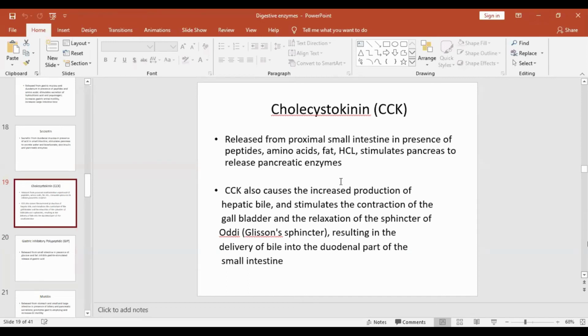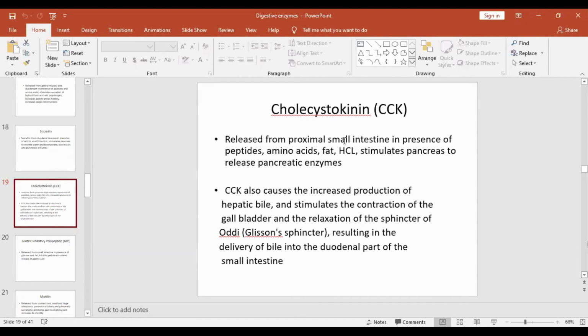Also, CCK causes increased production of hepatic bile, and stimulates the contraction of the gallbladder and relaxation of the sphincter of Oddi, resulting in the delivery of bile to the duodenal part of the small intestine. This is one of the important functions of CCK: to cause contraction of the gallbladder and relaxation of the sphincter of Oddi, so that the bile can be delivered to the small intestine, because it helps in the digestion and absorption of lipids.